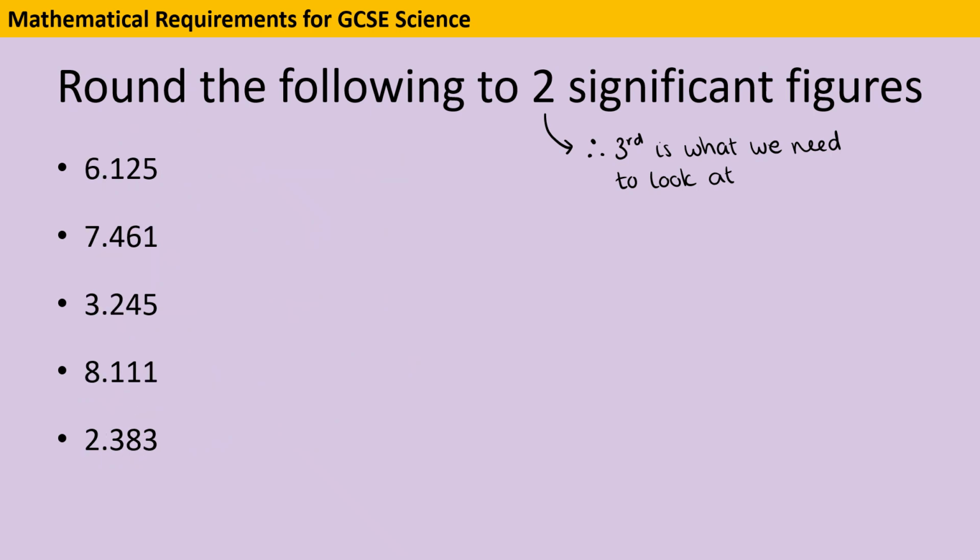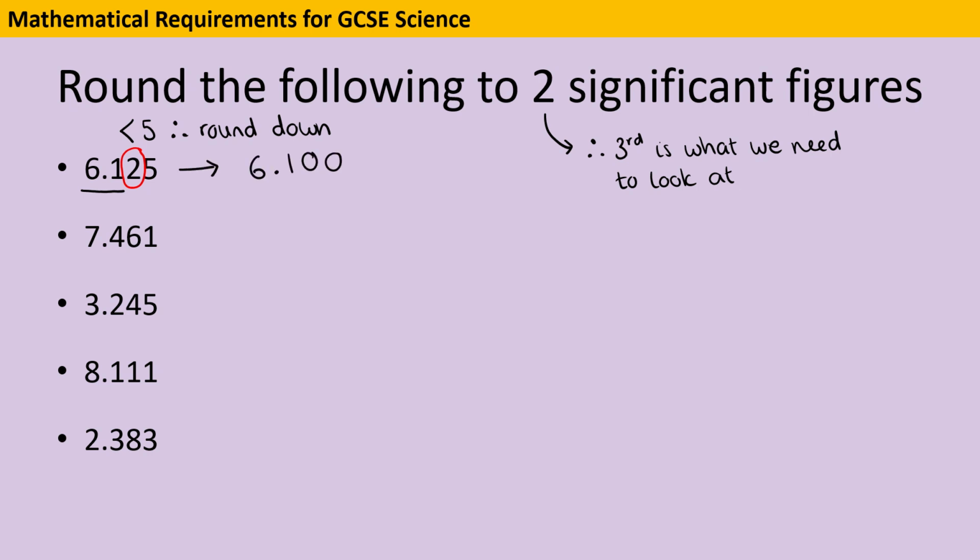When we're thinking about decimal numbers, it's important that we remember that any zeros after the significant figures start count as a significant figure. So that means we can't just replace the numbers with zeros, we actually need to miss them out. So for this first example, 6.125, we're still rounding to 2 significant figures, so we're still looking at the third value. This is less than 5, so we would be rounding down.